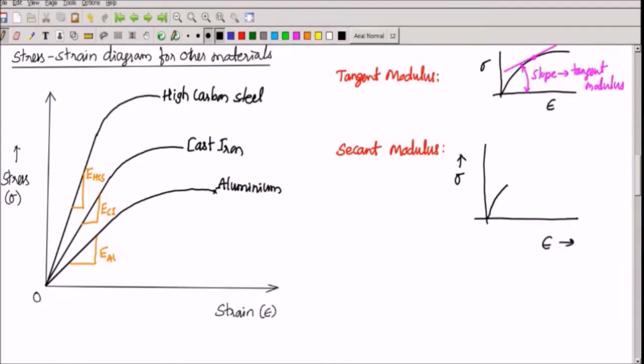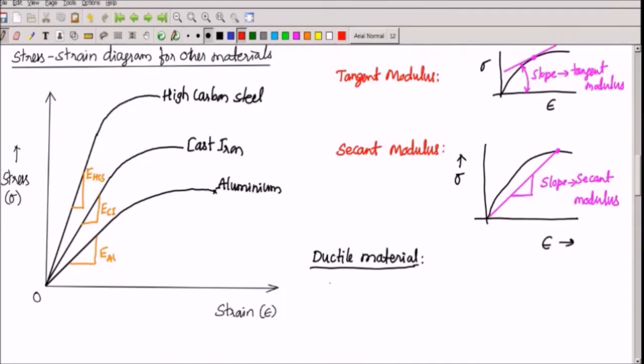Let us say the stress strain diagram is somewhat like this. I'll take the point of interest here. I'm marking it in pink color. If I draw a line joining that point of interest to the origin, like this, and measure the slope of that line, it is called secant modulus. The slope of the line joining the origin and the point of interest on the stress strain curve is known as secant modulus.